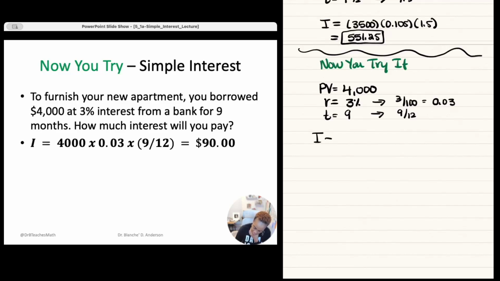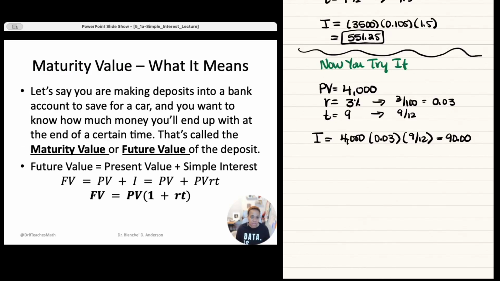So you should have had I equals 4,000, 0.03, 9 out of 12. And when you put that whole thing in your calculator, you should have ended up with $90. So that's not bad. You only paid $90 to get $4,000 at 3% interest. It's not bad. Not too expensive. Okay, makes sense? So that's simple interest. How to find it? Very, very straightforward.